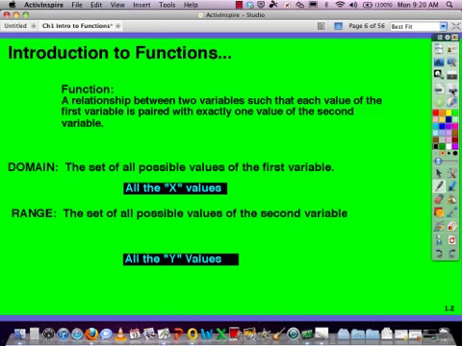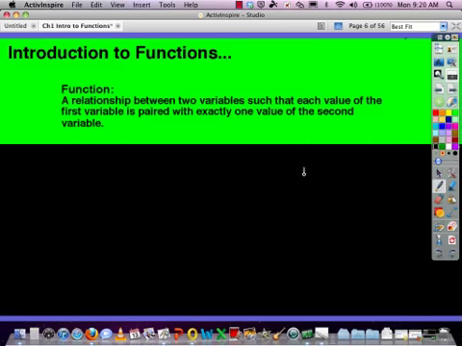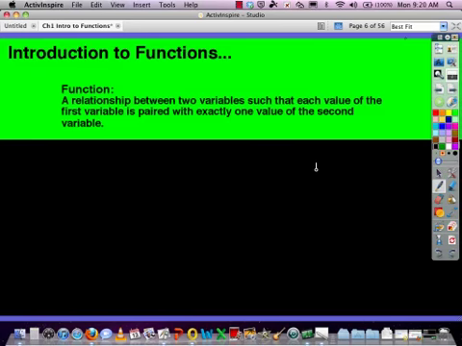So let's start with the definition of what is a function. Now, it's in the title. Obviously, it's going to be used quite often. It's actually going to be used almost the whole first semester in different ways. And then it's not going to go away. You're going to see it in other courses after Algebra 2 as well.